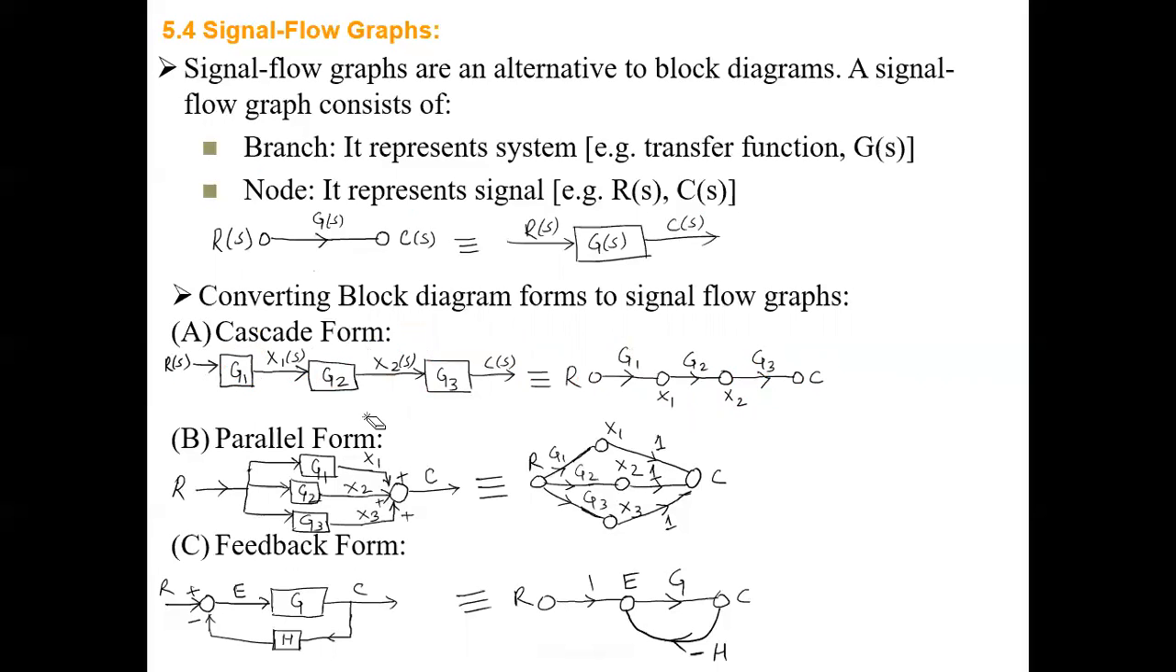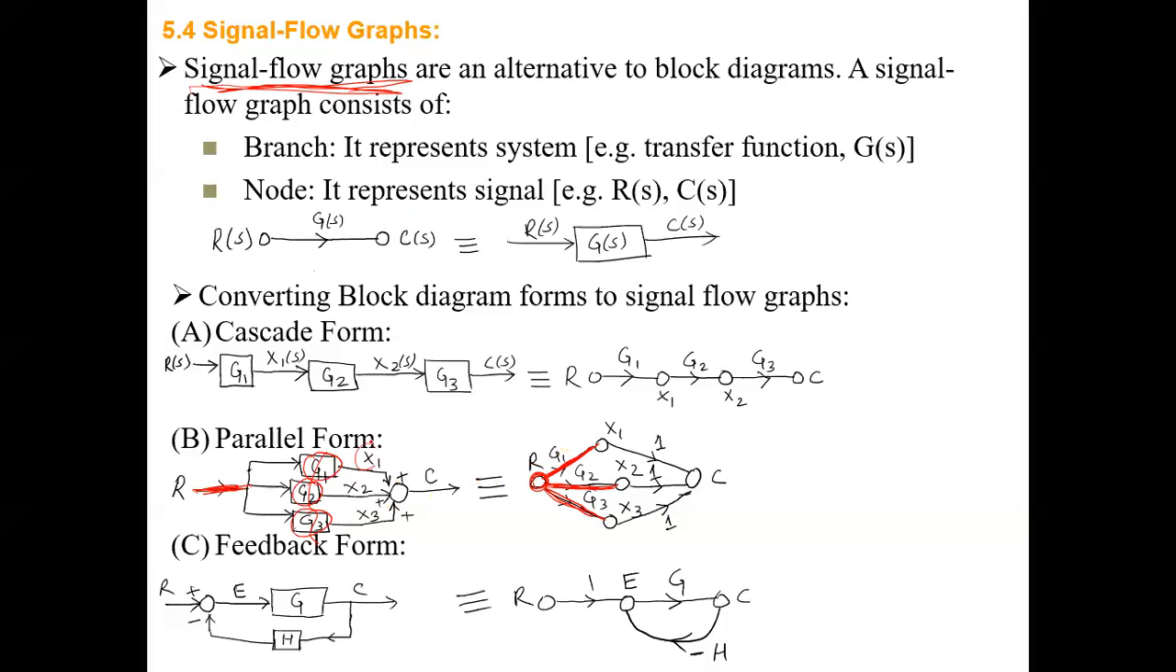Then similarly, parallel. Suppose you have a parallel form. In the block diagram, you have this kind of circuit: you have R, you have G1, G2, G3, and they meet up right here, and this is the output. How do you do that in the case of signal flow graph? This is how you do it. This line becomes a node. Then you have G1, G2, G3. They are lines, remember, with arrows on them.